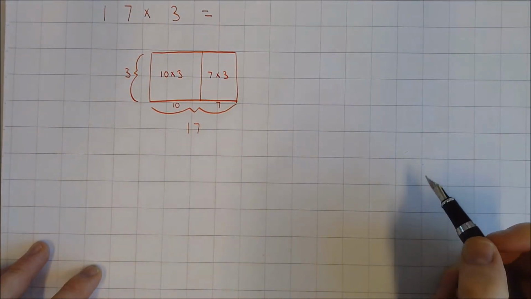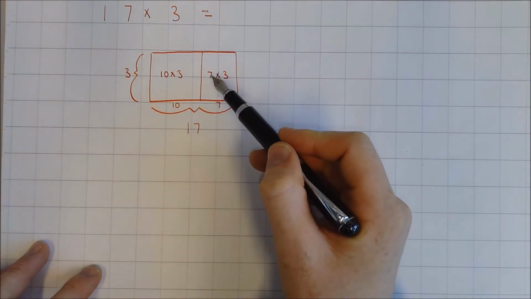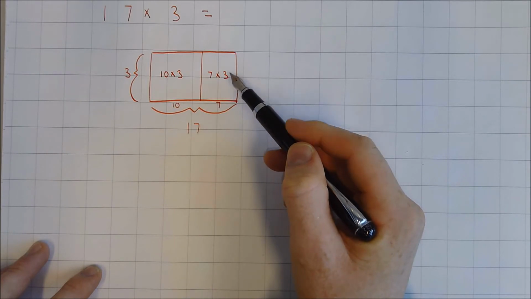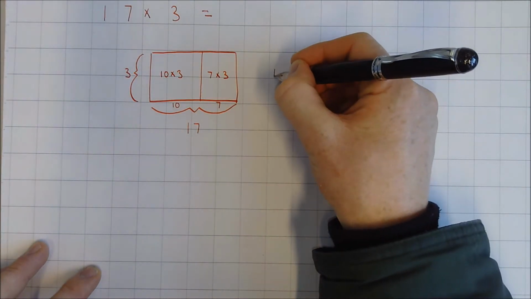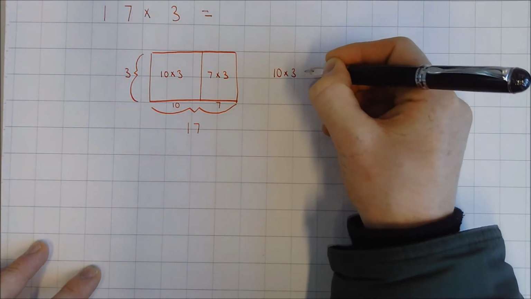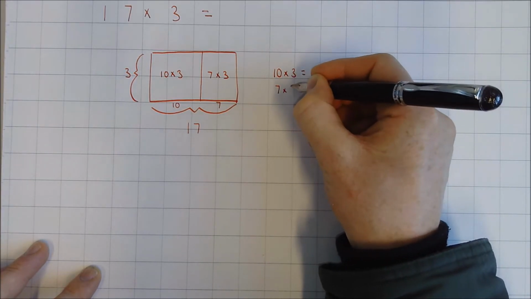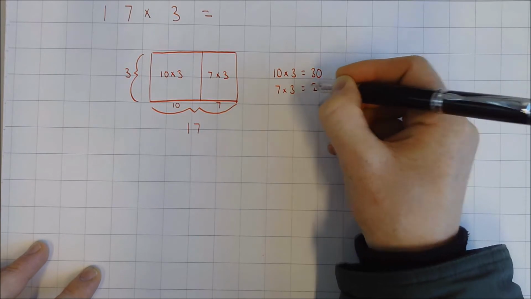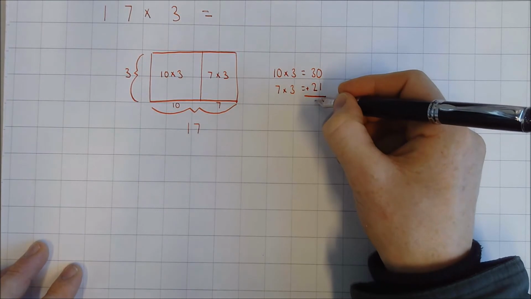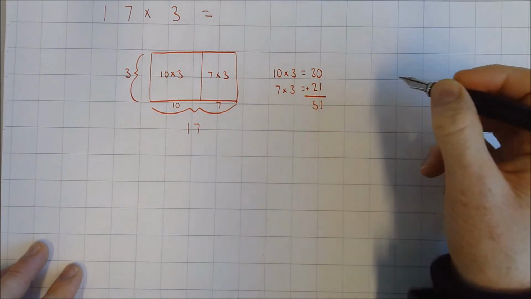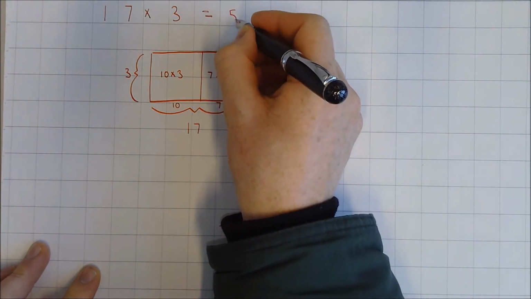So what we've done is we've distributed our 17 times 3 into 10 times 3 and 7 times 3. So now we can work out our partial products. 10 times 3 is 30. 7 times 3 is 21. Then to find our product we need to recombine these partial products, so that would give us 51. So the product of 17 and 3 is 51.